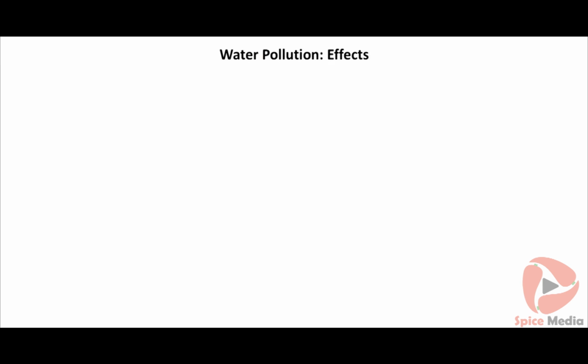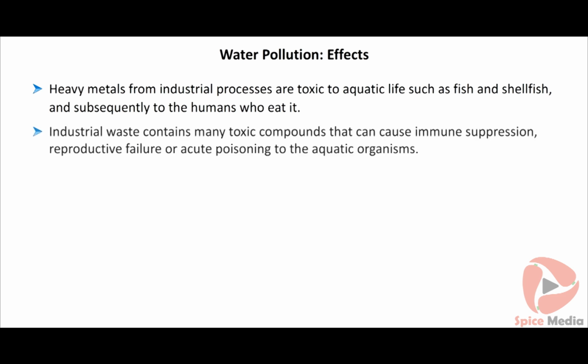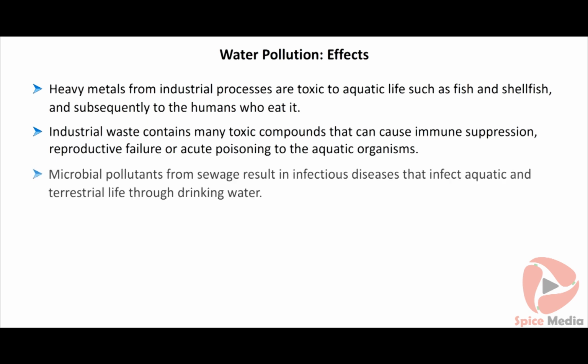Water pollution. Effects. Heavy metals from industrial processes are toxic to aquatic life such as fish and shellfish, and subsequently to the humans who eat it. Industrial waste contains many toxic compounds that can cause immune suppression, reproductive failure, or acute poisoning to the aquatic organisms. Microbial pollutants from sewage result in infectious diseases that infect aquatic and terrestrial life through drinking water.